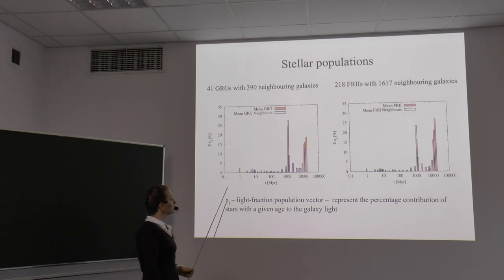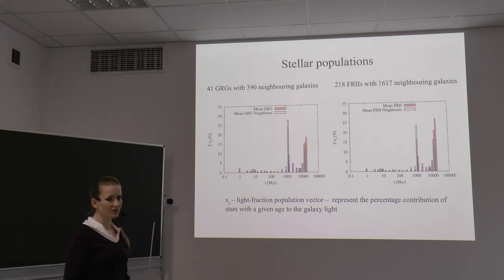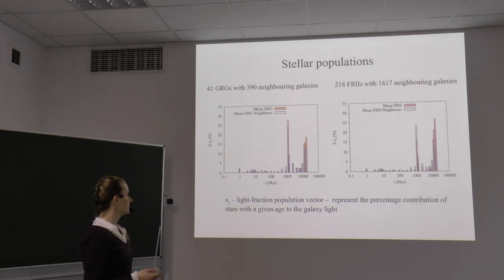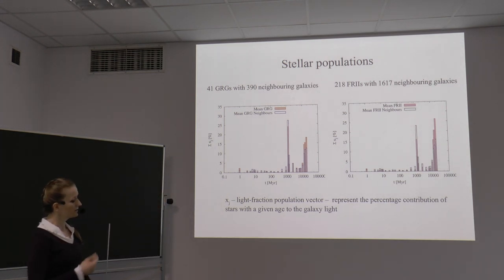But neighboring galaxies are of various types. So here we can have, for example, spirals, ellipticals, irregulars. So this is why we see such a difference.